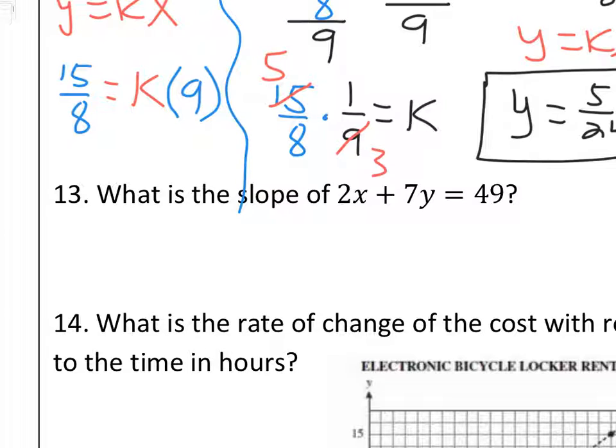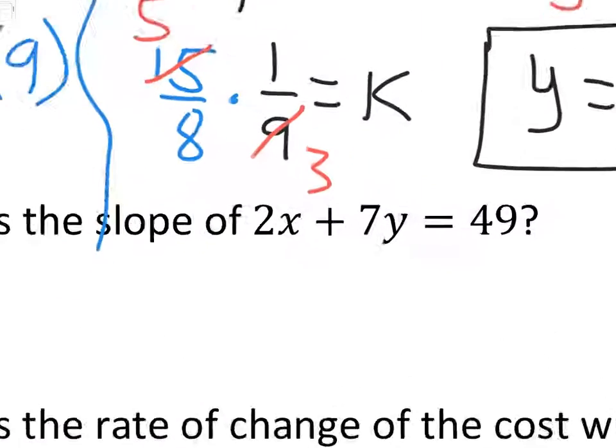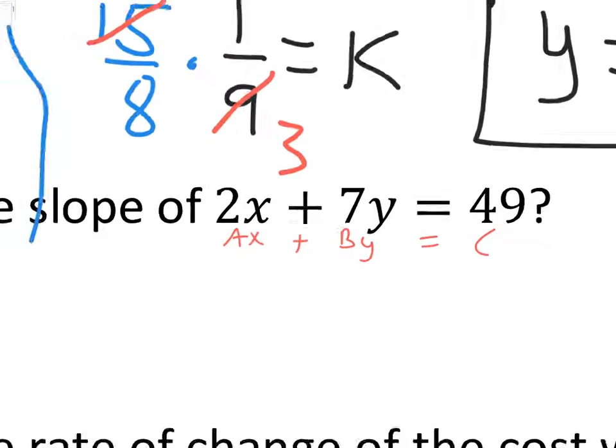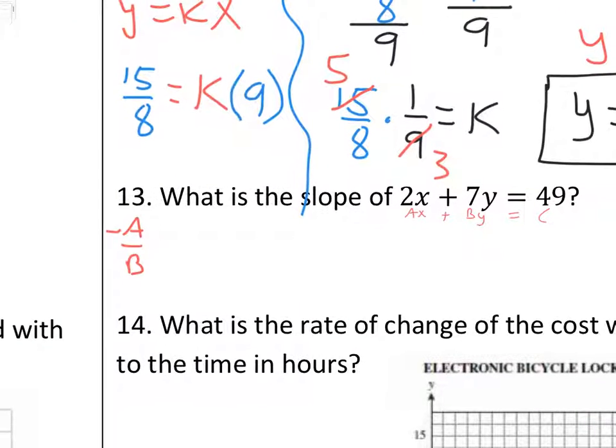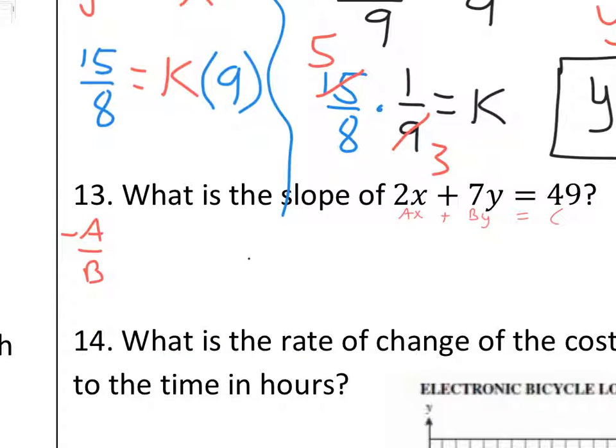What is the slope of 2x plus 7y is equal to 49? If you remember the shortcut way back when I told you, you could just do negative a over b. And this equation is in the form of ax plus by is equal to c. Okay, so that is standard form. So if you go negative a over b, it's that number that's connected to the x, put a negative on it, and put it over the b, which is 7. That is the shortcut.